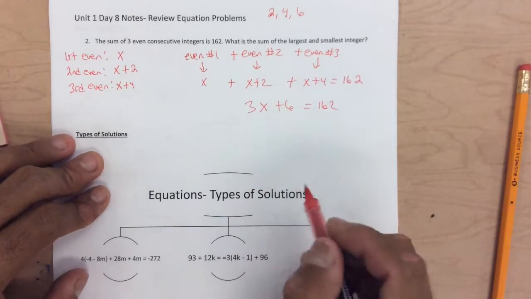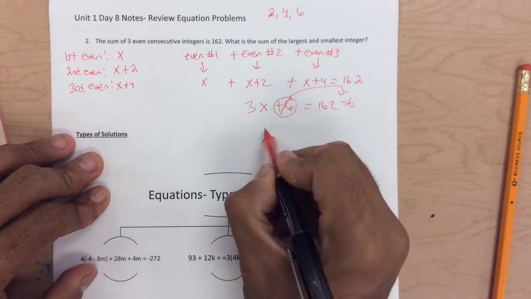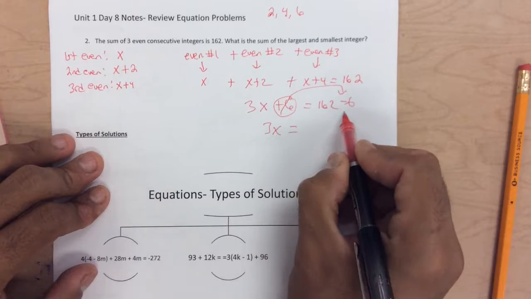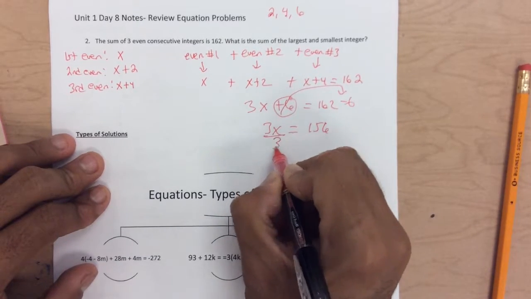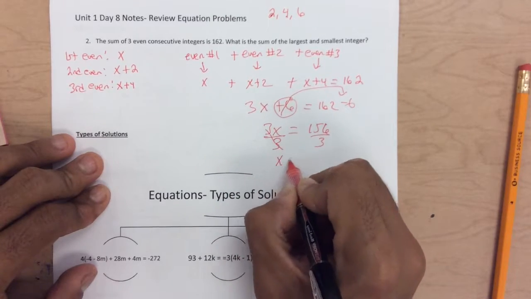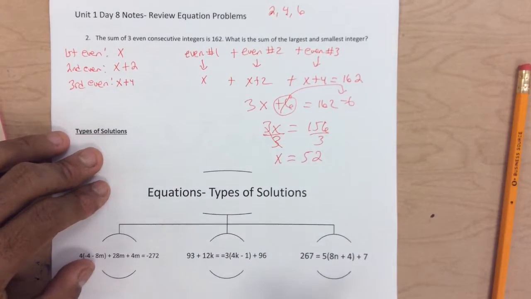Now, all you have to do is solve this two-step equation. So we're left with 162 minus 6 is 156, and then we'll divide by 3. So x equals 52.